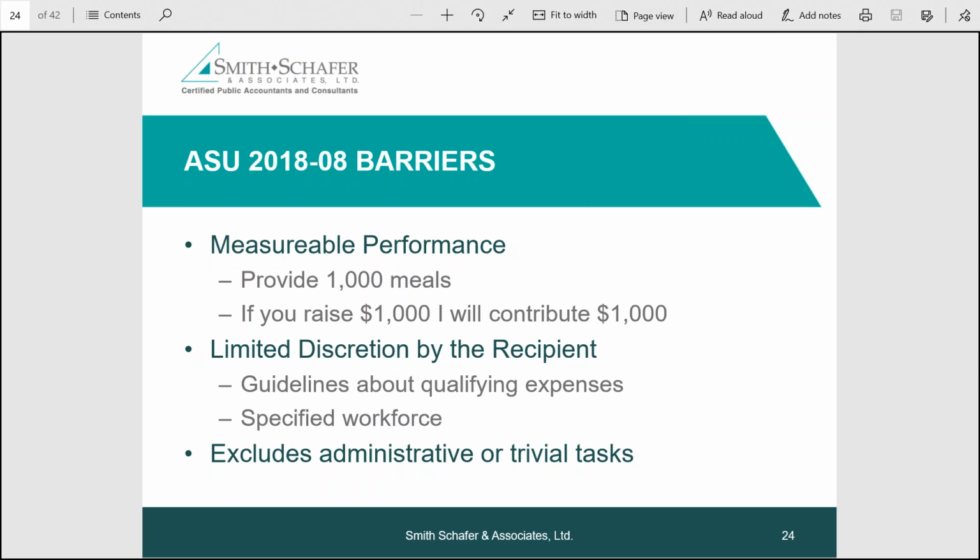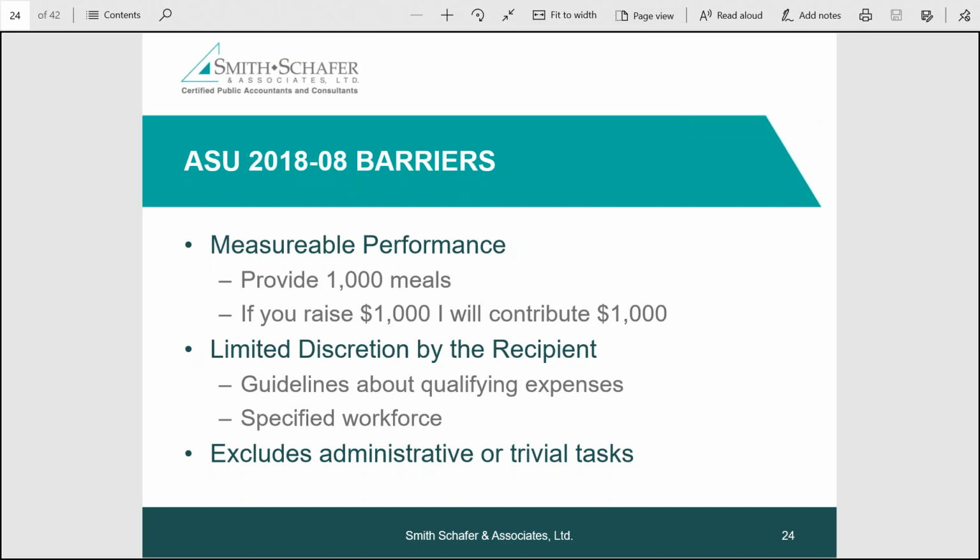The second type of barrier, and this one's a little more complicated to fully differentiate between a condition and a restriction, is limiting the discretion by the recipient. So this would be guidelines about qualifying expenses, or maybe you have to use a very specific workforce.